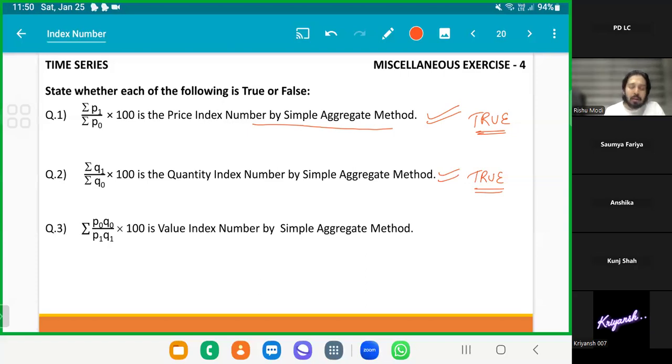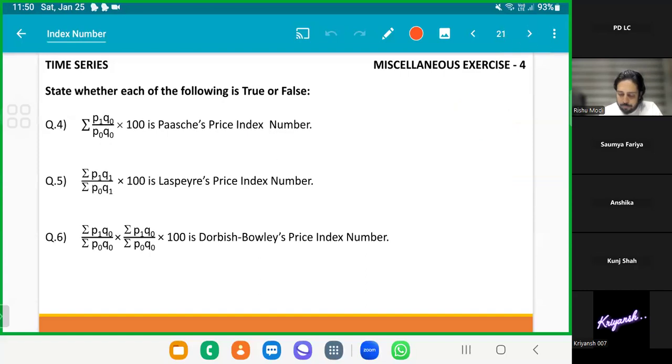Okay. Third one, P0, Q0. Understand P0 cannot come in the numerator for any of the formulas. So whenever you see P0 in the numerator, it becomes a false statement. So the third one becomes false. Okay, so first true, second true, third false. Fourth one, P1 Q0 upon P0 Q0 into 100 is Paasche's price index number. We know that quantity of base year is used in Laspeyres price index numbers. So this is also false. And again, fifth one, they have interchanged. This was Paasche's basically. So this is also false.